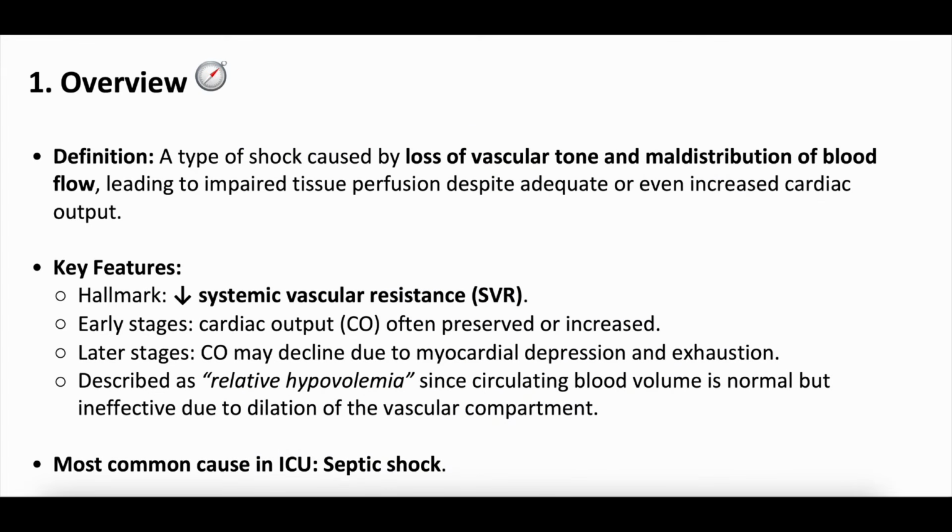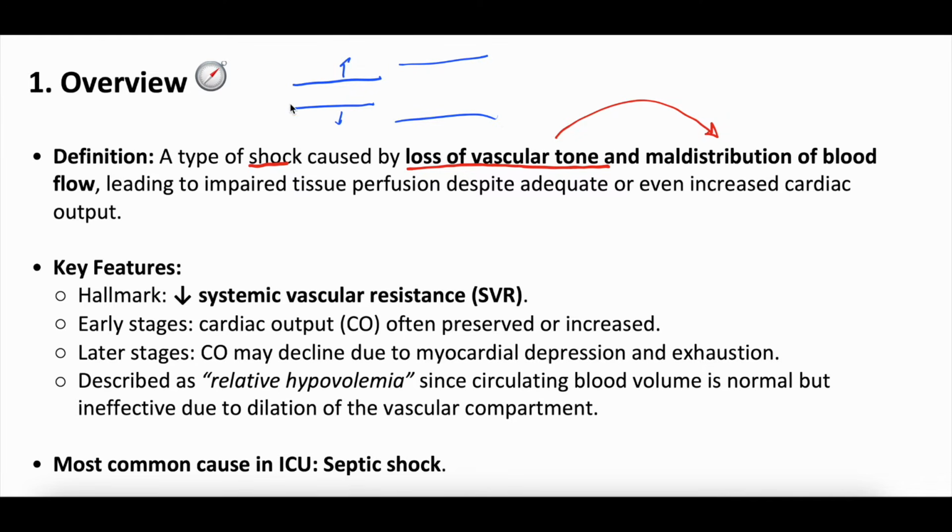So starting with what distributive shock is. Well, distributive shock is a type of shock caused by the loss of vascular tone. And this loss of vascular tone can lead to some degree of maldistribution of blood flow. And what that means is when you have blood vessels, let's just go with the veins, okay? Let's say this is the quote-unquote classical amount of vasodilation. In distributive shock, you lose vascular tone. Okay, you get vasodilation.